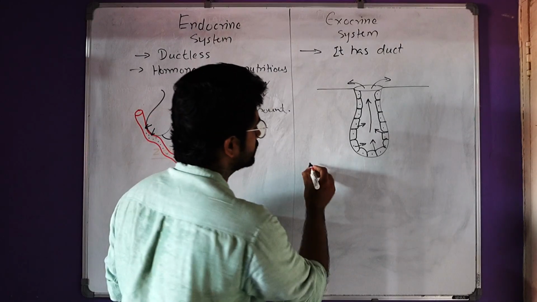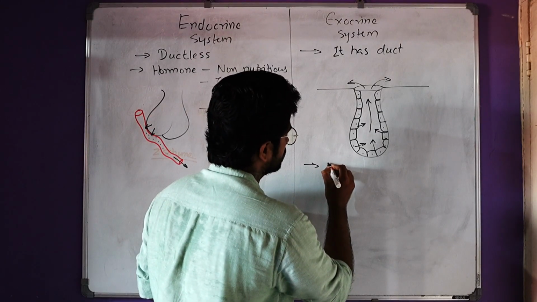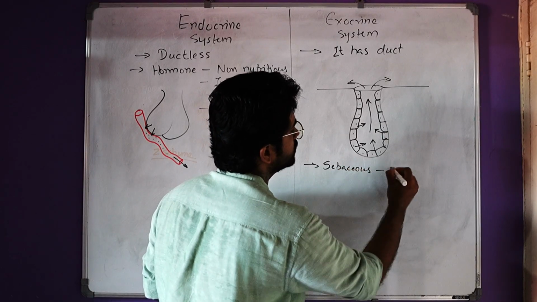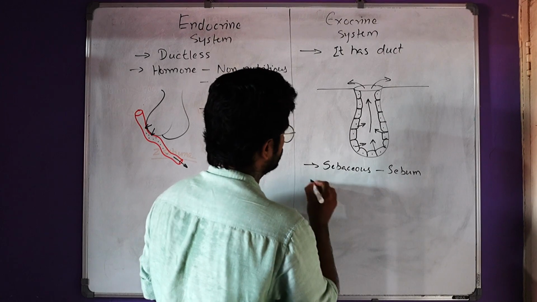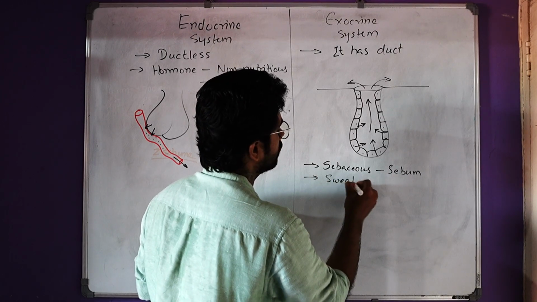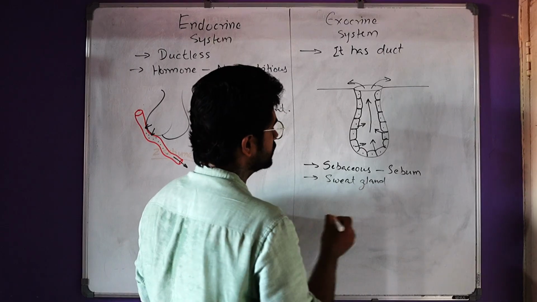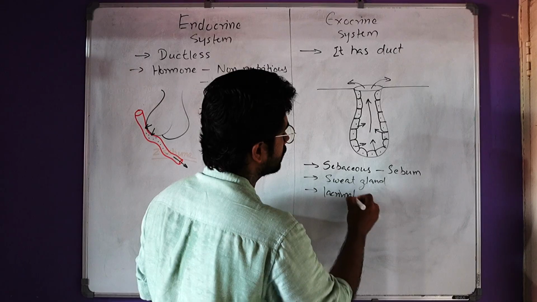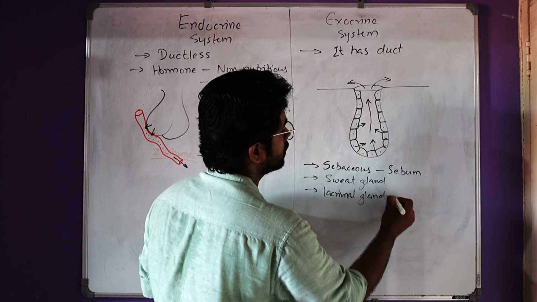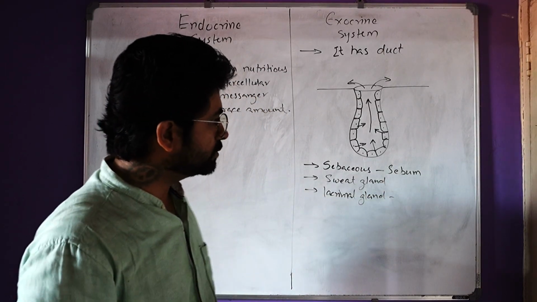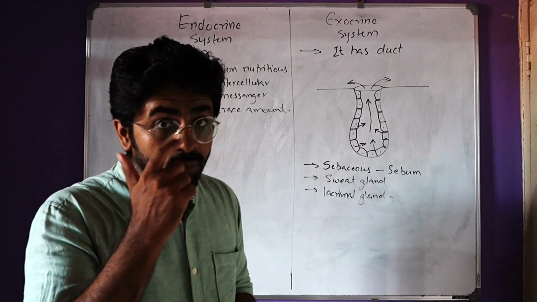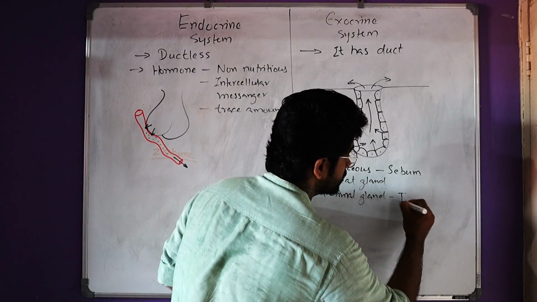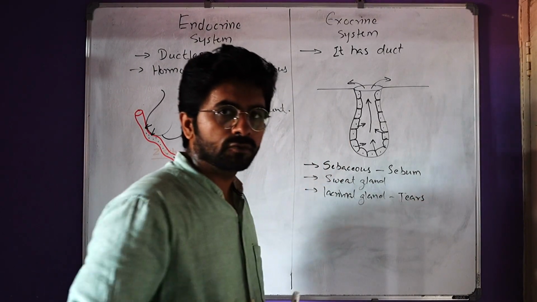So let's write some examples. Sebaceous gland, which secretes sebum. Then there is sweat gland, which secretes sweat. Then there is lacrimal gland. In locomotion chapter we have seen lacrimal bone here. So here there is lacrimal gland which releases tears.